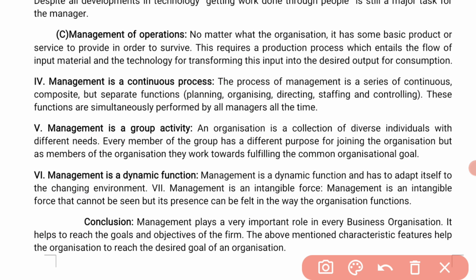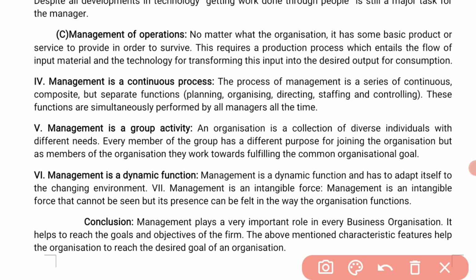Management is a dynamic function and it has to adapt itself to changing environment. And next one, that is management is an intangible force. Management is an intangible force that cannot be seen, but its presence can be felt in the way the organization functions. So intangible means we cannot see and touch it, but we can feel it.